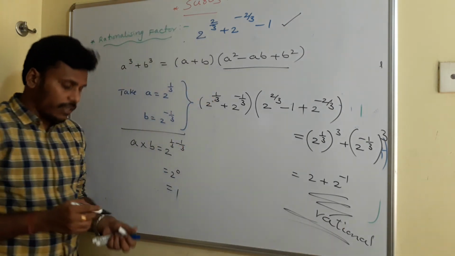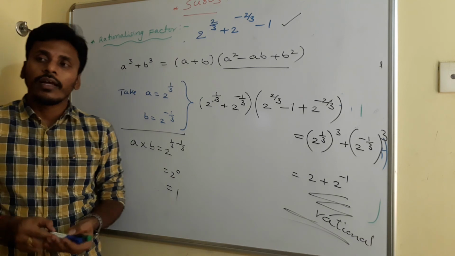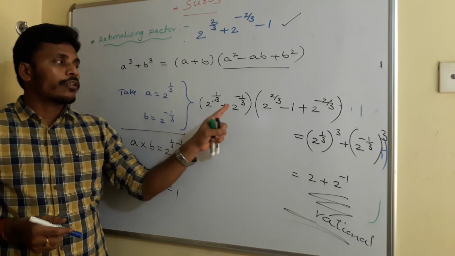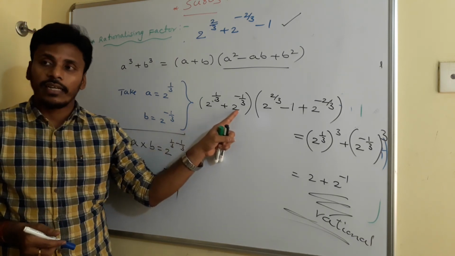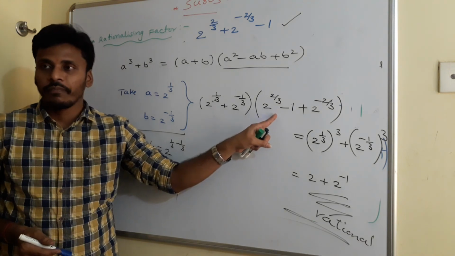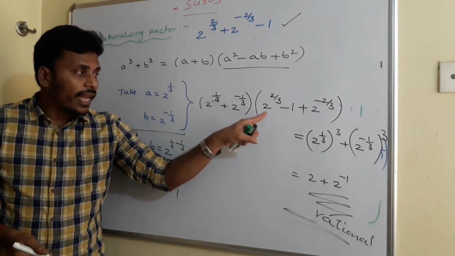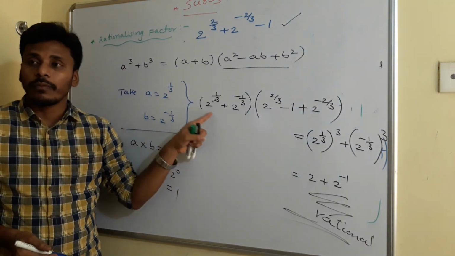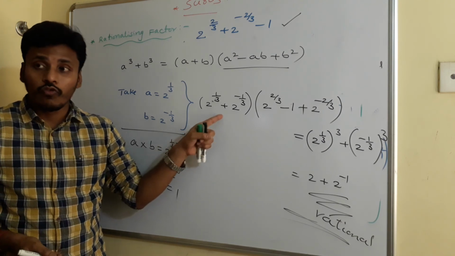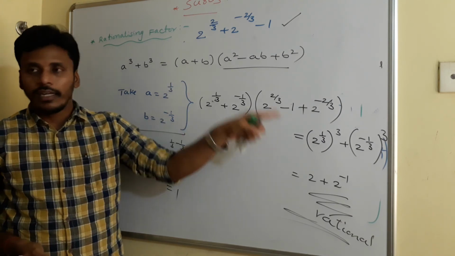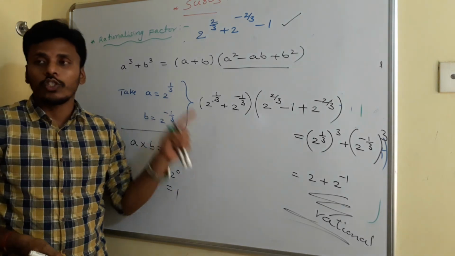And since it is a rational number, what are you able to announce? That 2 power 1 by 3 plus 2 power minus 1 by 3 is the rationalizing factor for this given trinomial. For this given surd, the rationalizing factor is this: 2 power 1 by 3 plus 2 power minus 1 by 3. If anybody asks you to find the rationalizing factor for this one, that is your answer.